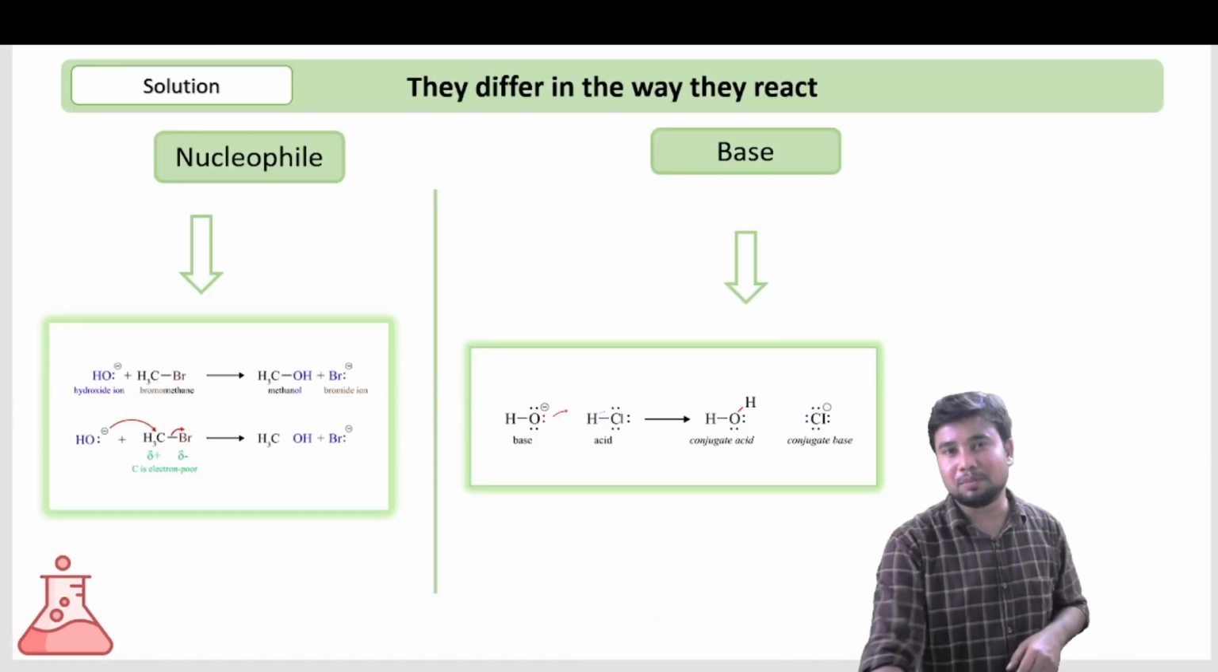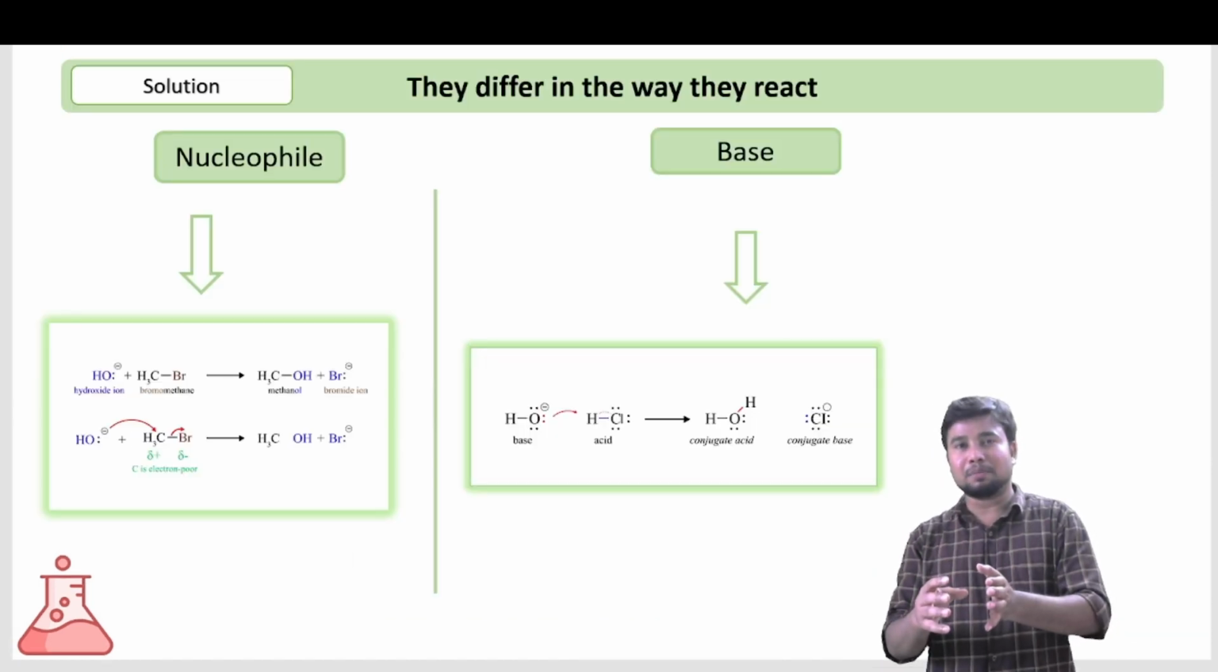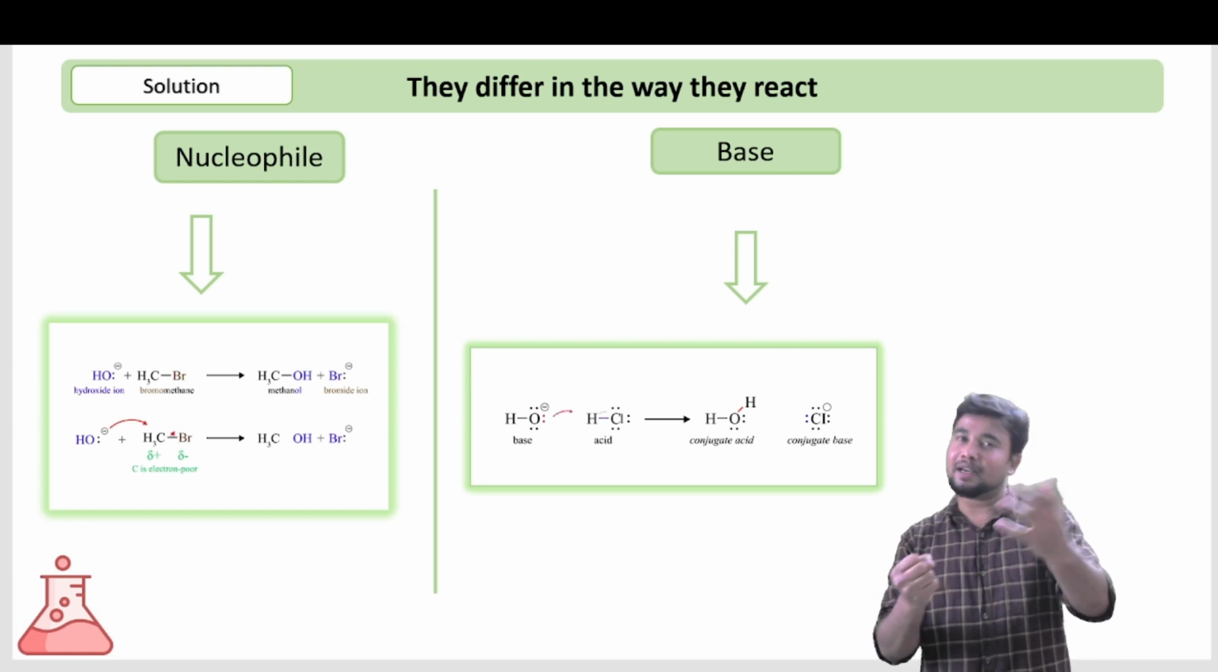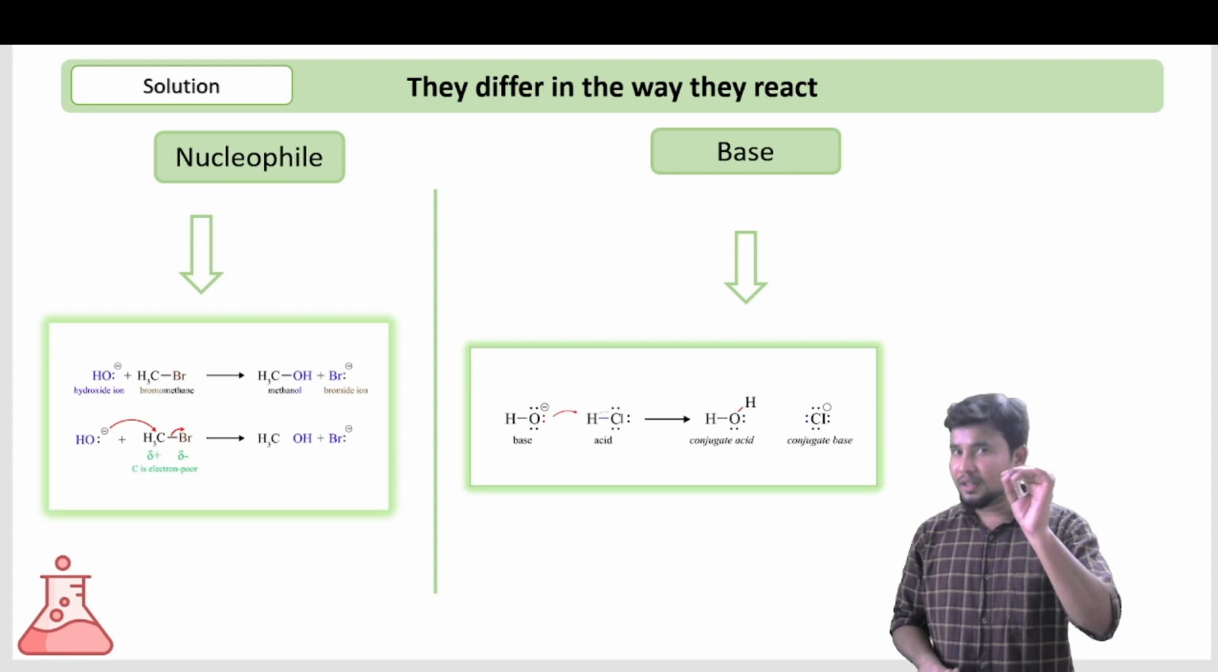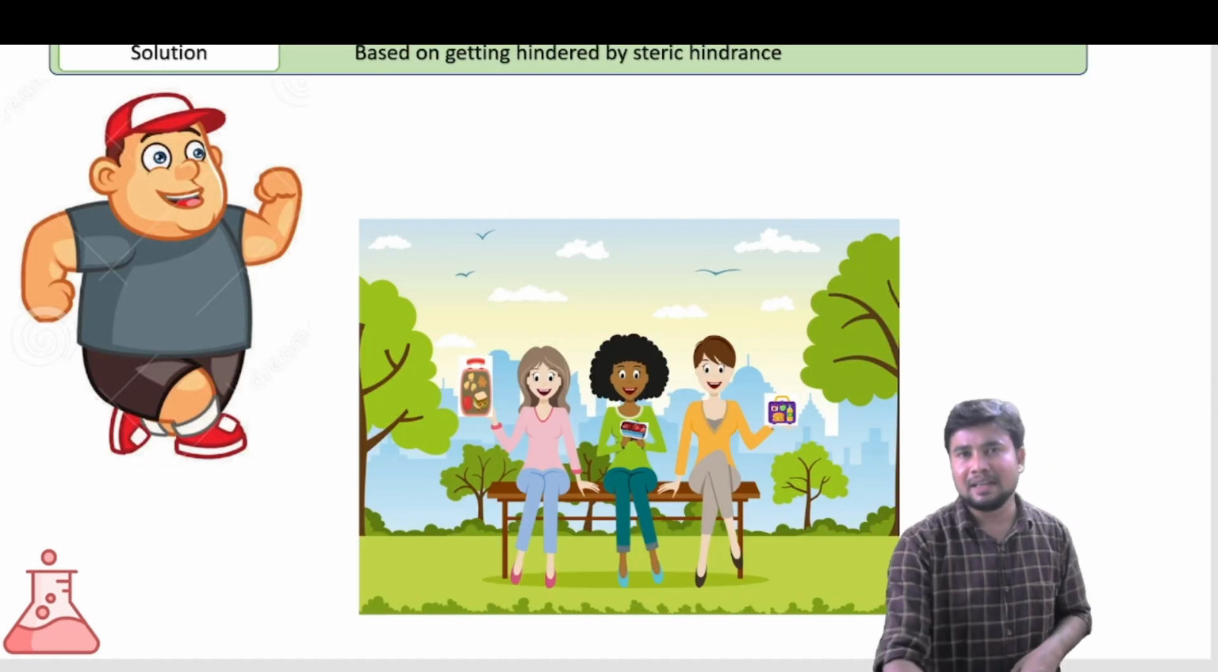The same is the action of a base. A base would be giving electron pair to a proton, grabbing it and taking it out. That is the major difference between a base and a nucleophile. There's one more difference though. To understand that, let's look at this.